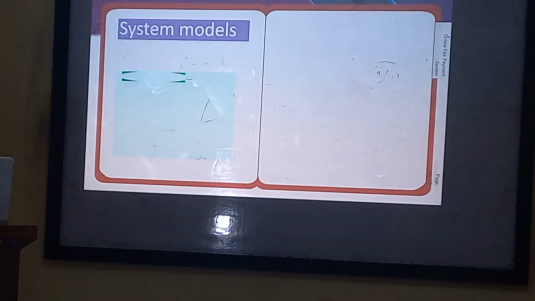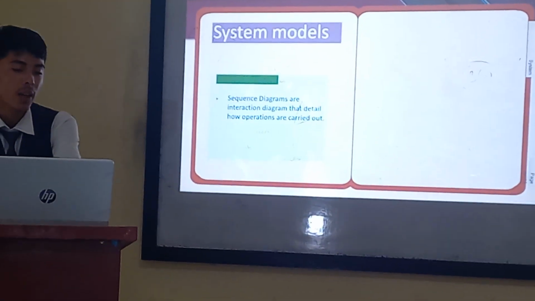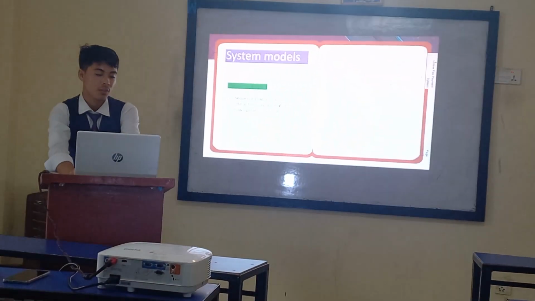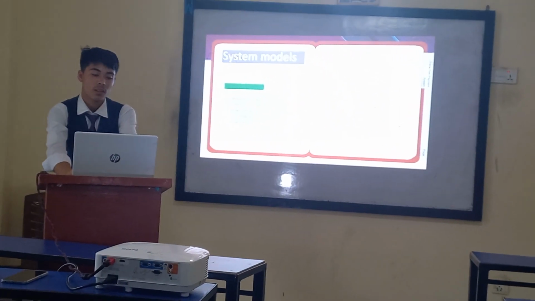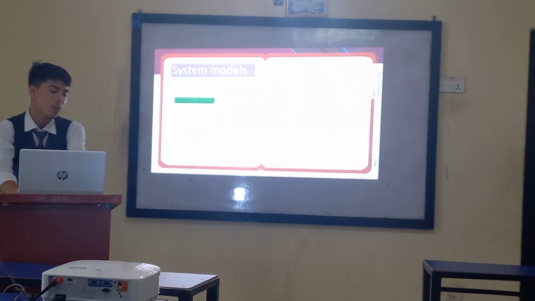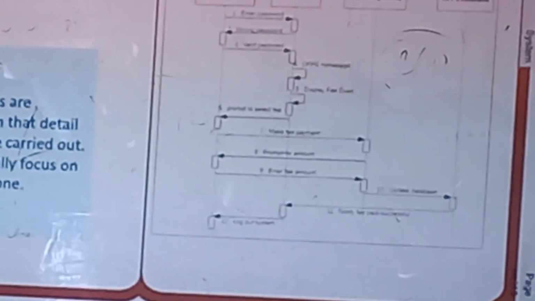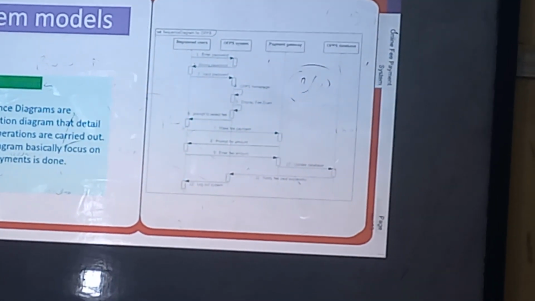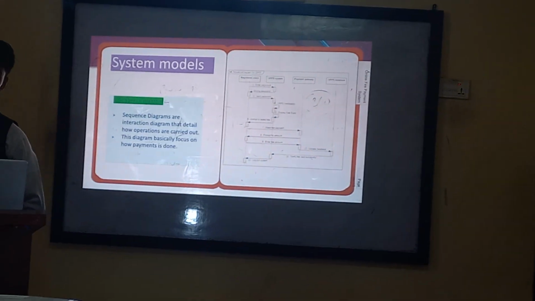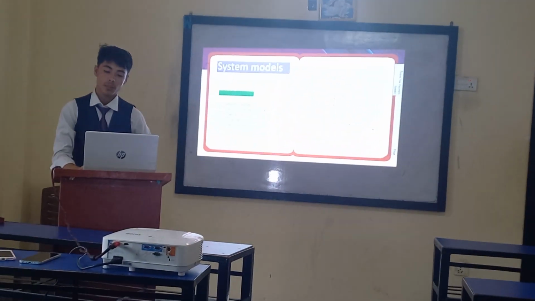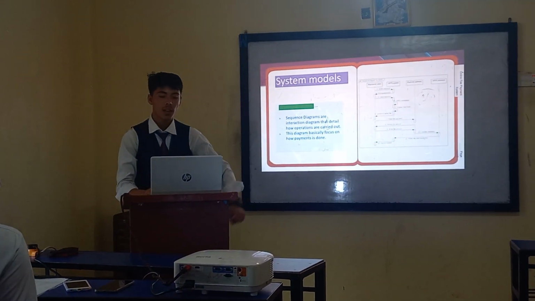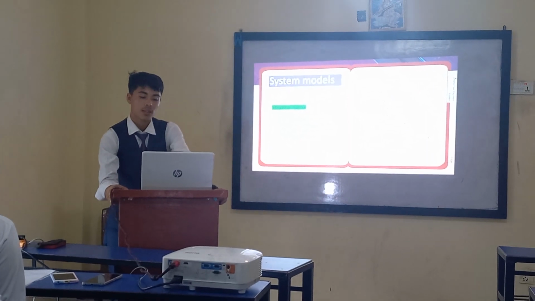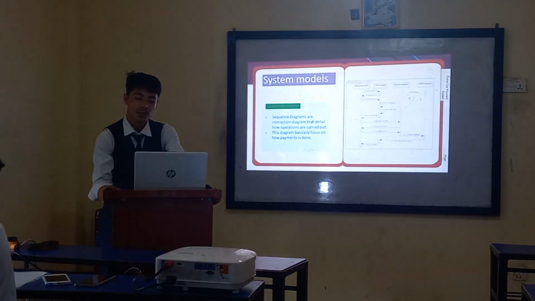And the third system model is the sequence diagram. A sequence diagram is the interaction detail of how operations are carried out in the system, how payment is done in the system. This diagram basically focuses on how the users can make payment. First of all, users have to enter their username and password. Then if there is any wrong username or password, the system messages him that the username and password are wrong. If the password is valid, then only the OFPS system opens its home page.